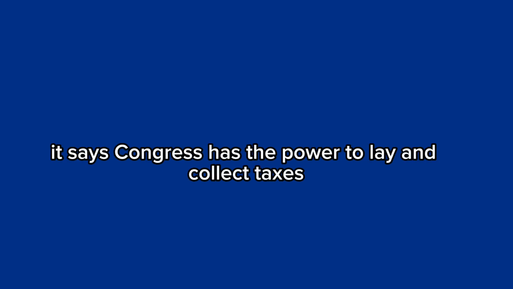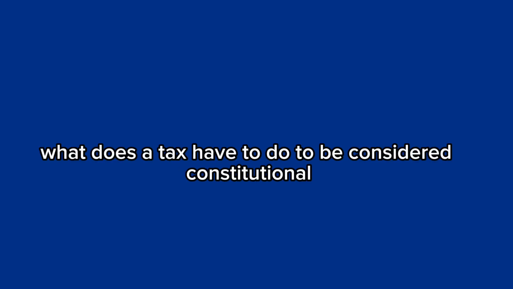It says Congress has the power to lay and collect taxes, duties, imposts, and excises to pay the debts and provide for the common defense and general welfare of the United States. So it grants two powers at once, taxing and spending. Two sides of the same coin. The power of the purse. Let's start with the taxing power. It seems incredibly broad. What's the test? What does a tax have to do to be considered constitutional?